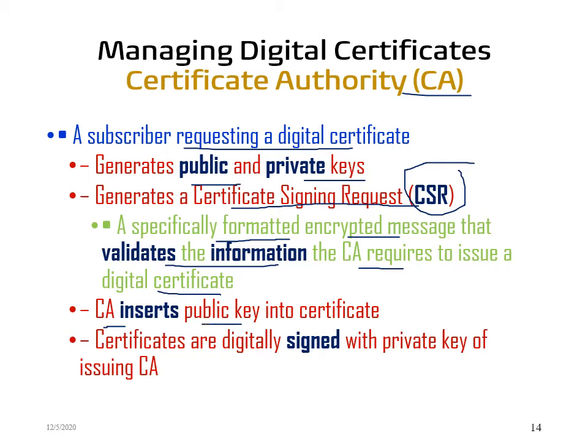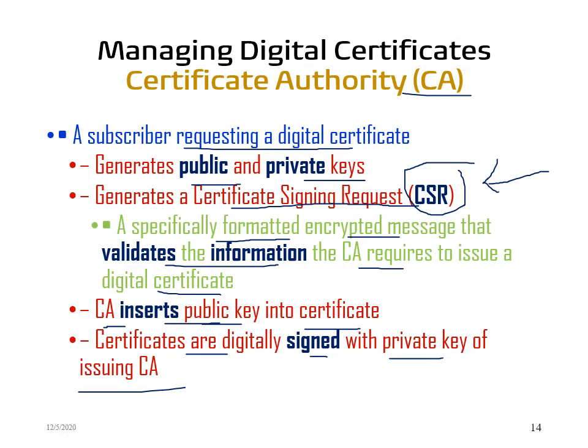So the CA inserts the public key into the certificate. This is the third step. The certificates are digitally signed with the private key of the issuing CA. This is the final, fourth step. The first step is to generate the public key and private key. Before encrypting the information, it will validate the information with the help of the CSR. And then finally it will issue the digital certificate, and insert the public key into the certificate.